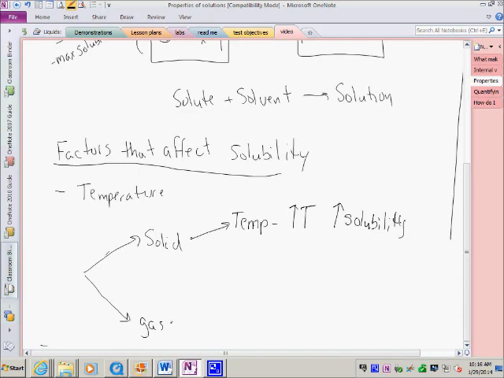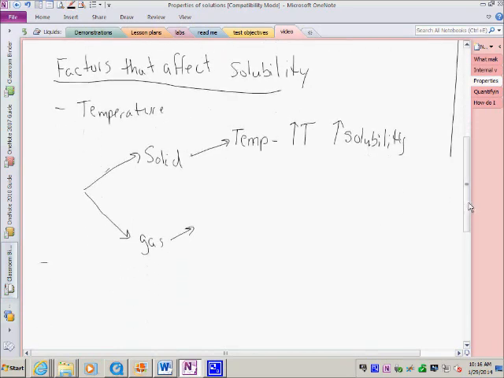For gases, however, and the reasons for this, I've never really seen a real good explanation for it, temperature also greatly affects the solubility of gases, but it's the opposite. As you increase the temperature, you decrease the solubility. So if I want to dissolve a gas, let's say you're making your own soda at home, and you want to put some carbon dioxide gas in to carbonate it, you want to lower the temperature as you dissolve the gas in there.